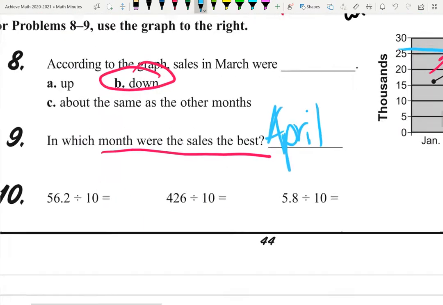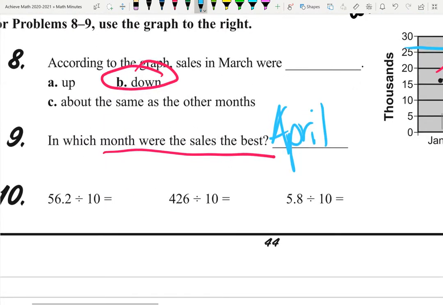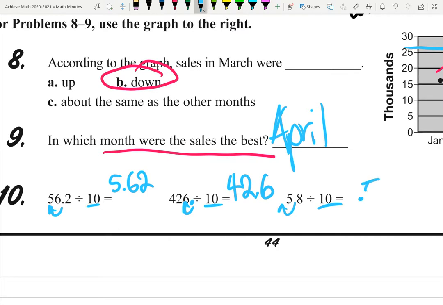For number 10, to divide this without a calculator, you just count the multiples of 10. And I'm going to move the decimal over one spot to the left. So this is going to be 5.62. Now the decimal is always to the right of the number. It's the end of a math sentence. So it's going to be 42.6. And then it's going to be, move it up, 0.58. And if you like, you can leave it as 0 and 58.